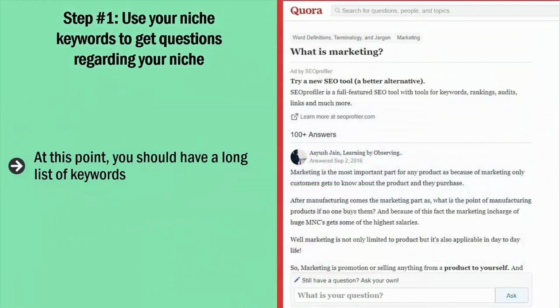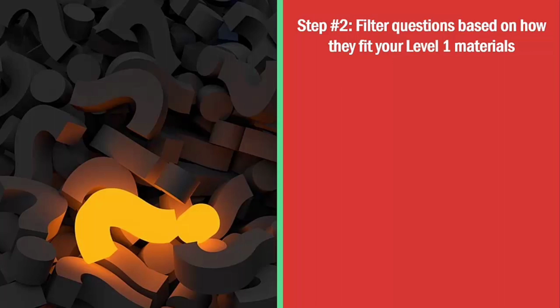Step number 1, use your niche keywords to get questions regarding your niche. At this point, you should have a long list of keywords. These are keywords that are directly related to the products that you have selected. Enter these keywords into Quora's search box. You should be able to retrieve at least some questions related to your niche. Step number 2, filter questions based on how they fit your level 1 materials.